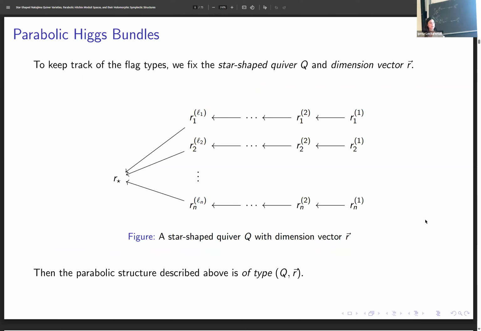So to keep track of all this data, I'll create this quiver. This is a star-shaped quiver in the sense that there's one central node and then branches coming out of the central node. And whenever I talk about these quivers, I want these dimensions to increase as you go towards the center, just like the flag dimensions should increase. And so I'll say a parabolic structure is of type Q, r to keep track of that.